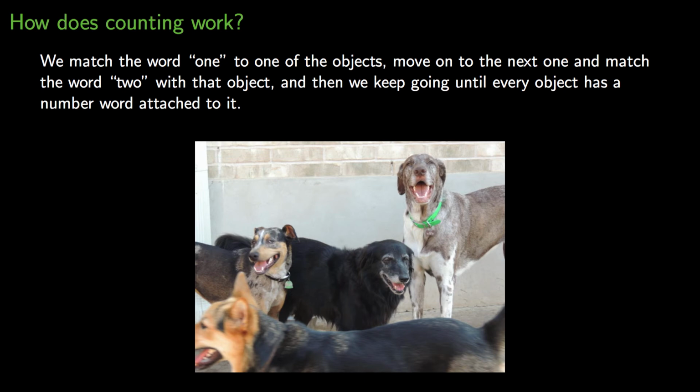Put yourself in the shoes of, say, a 4-year-old who's going to count the dogs in this photo. You might point at the individual dogs and say the number words, right? And that's actually exactly how we want to think of counting. So you're going to attach the word 1 to one of the objects in the set. You move on to the next object in the set and you say or match the word 2 to that object. And you keep going until every object in the set has a number word attached to it.